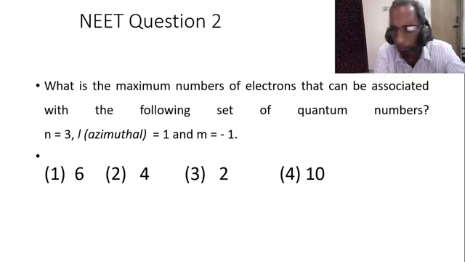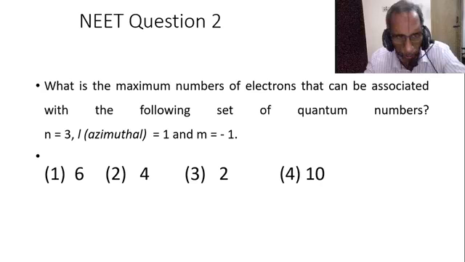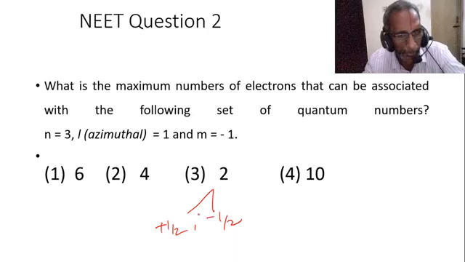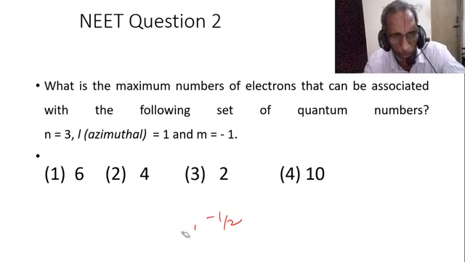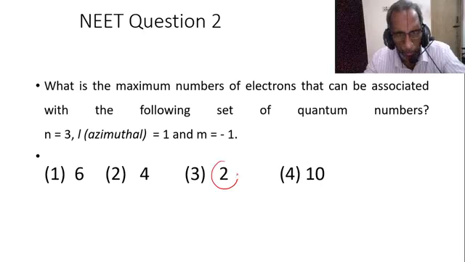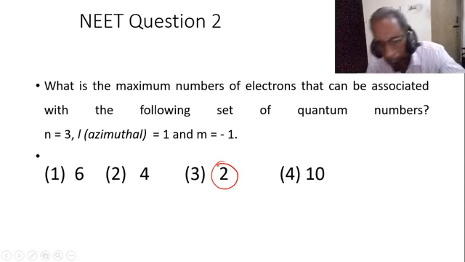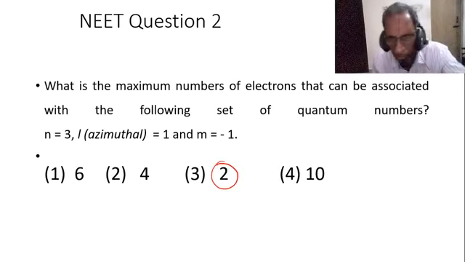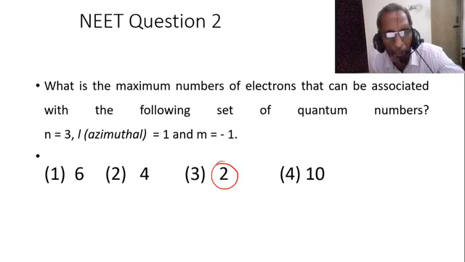Magnetic only spin quantum number. Spin quantum number has 2 values, plus one and minus one. So 2 electrons can be there, one with the clockwise spin, another with the anti-clockwise spin. So answer 3 is the choice. Anybody having doubts?